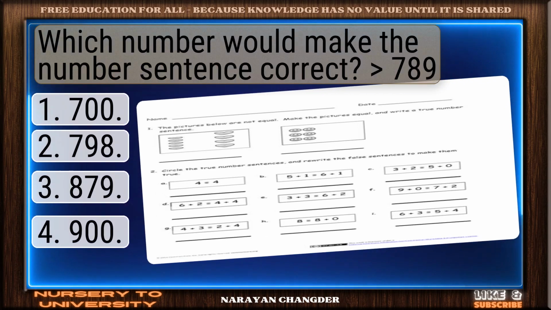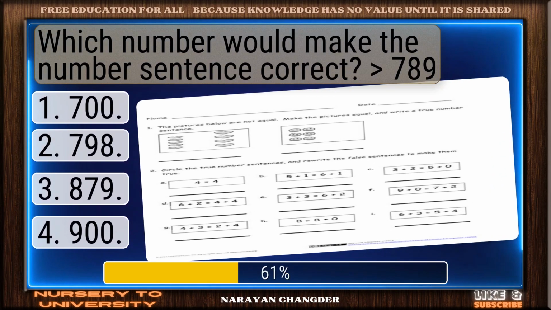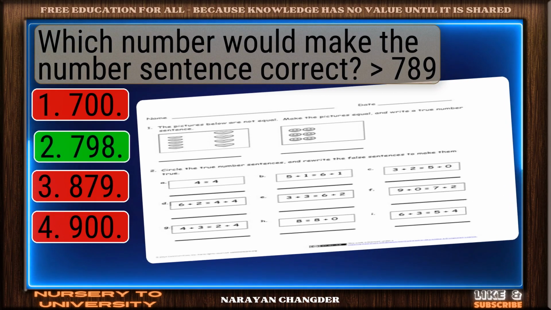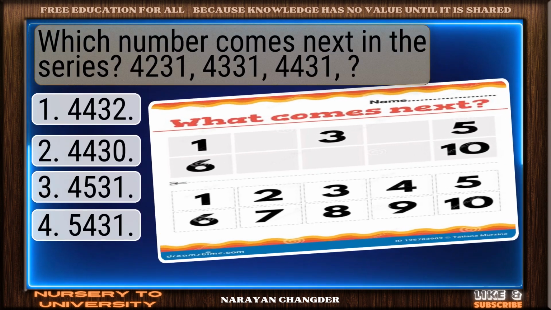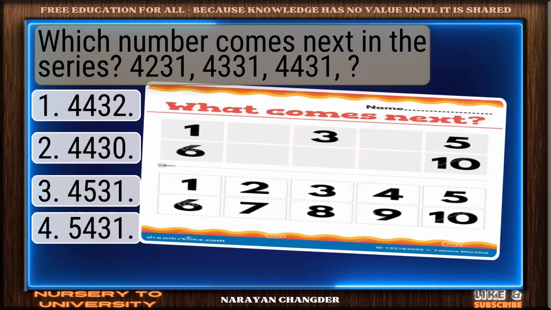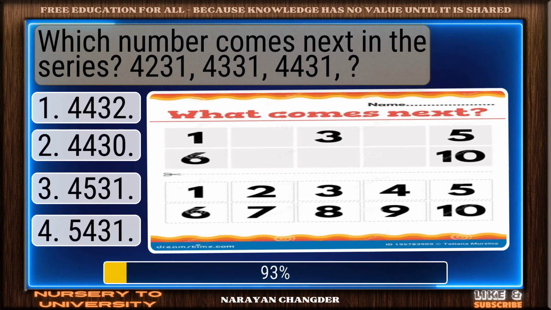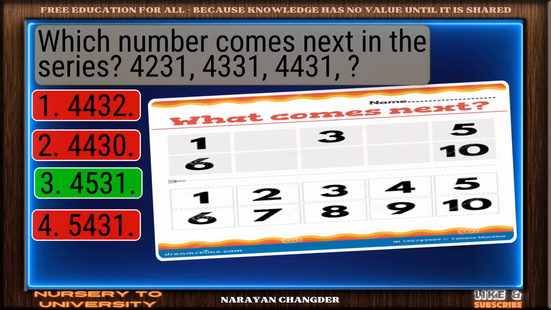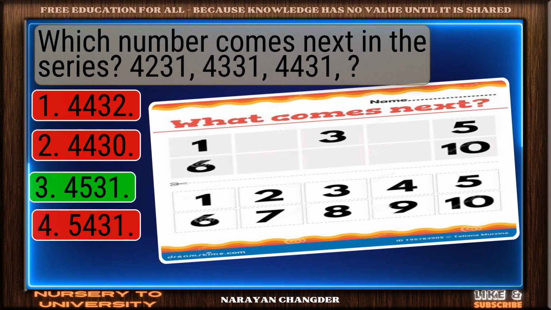Which number would make the number sentence correct? To 789. On track. 798 is the correct answer. Which number comes next in the series? 4231, 4330, 4431. Clear logic. Your choice 4531 is sound and 100% true.